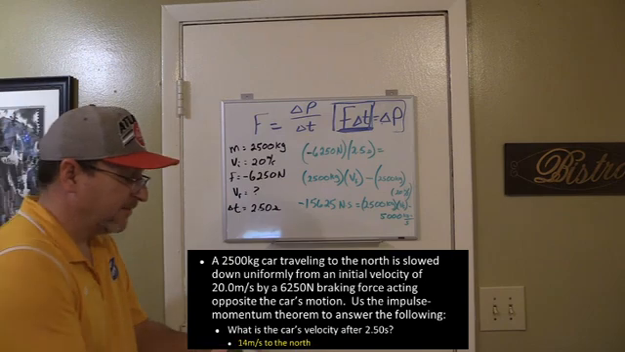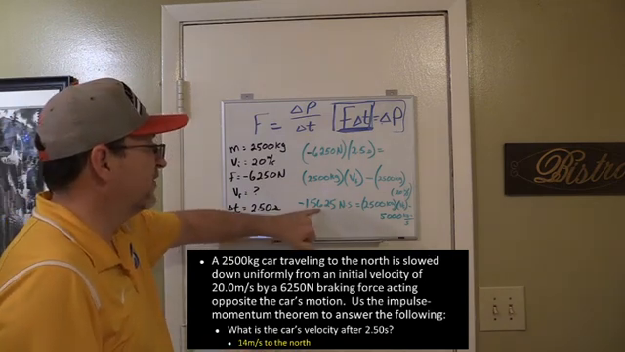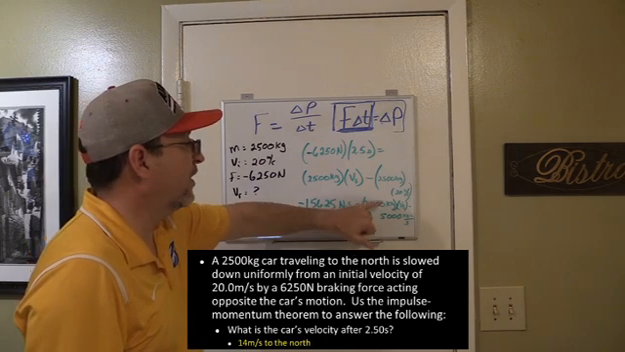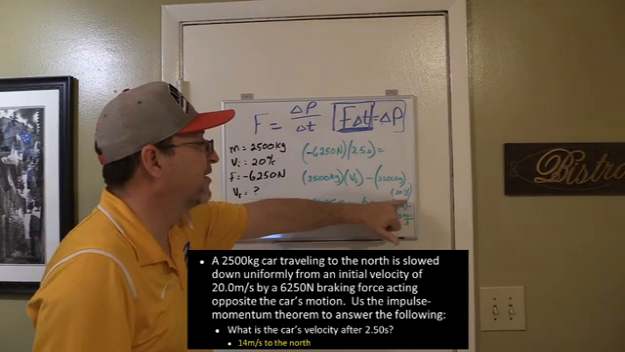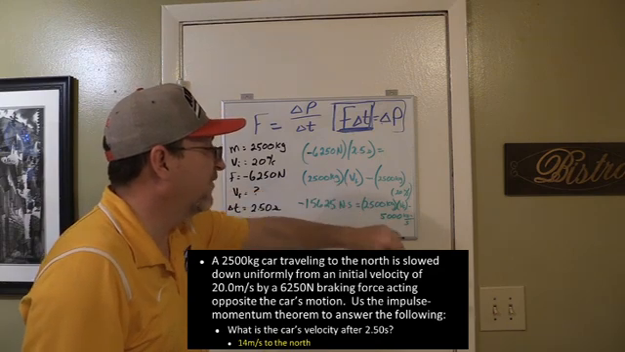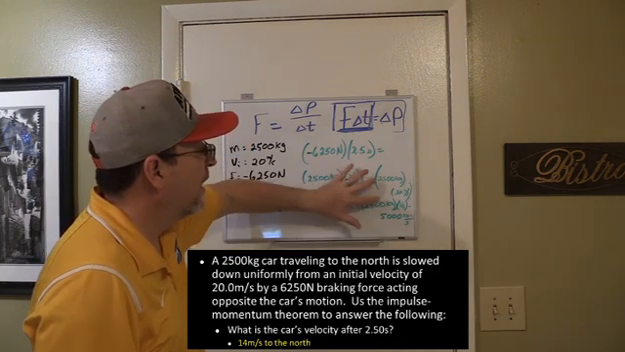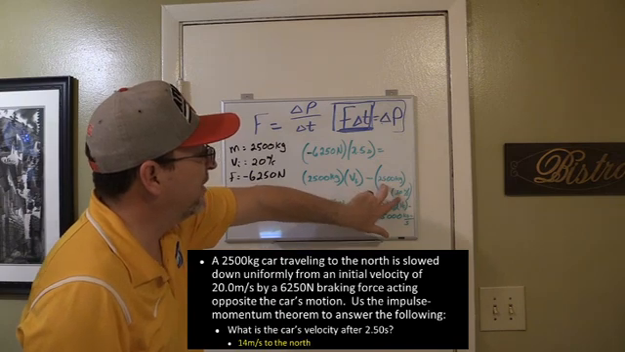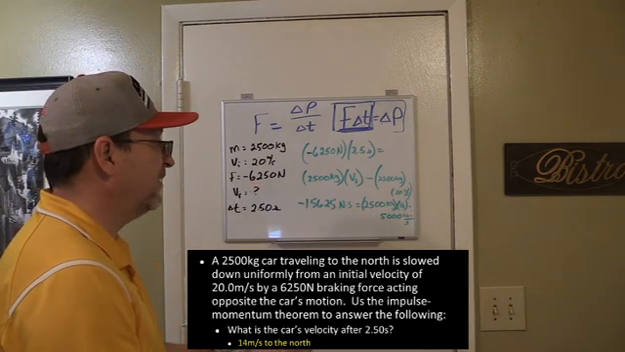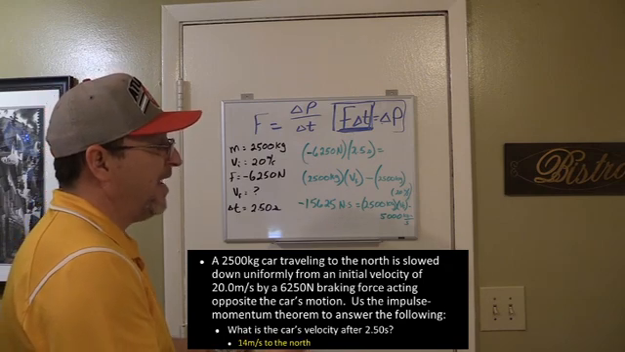Okay. And what I have so far is negative 15,625 newton seconds is equal to 2,500 kilograms times velocity final. I still don't know this velocity final yet. Minus 5,000 kilogram meters per second. That's this piece right there. Now I just got to do a little bit of math and that kind of stuff.